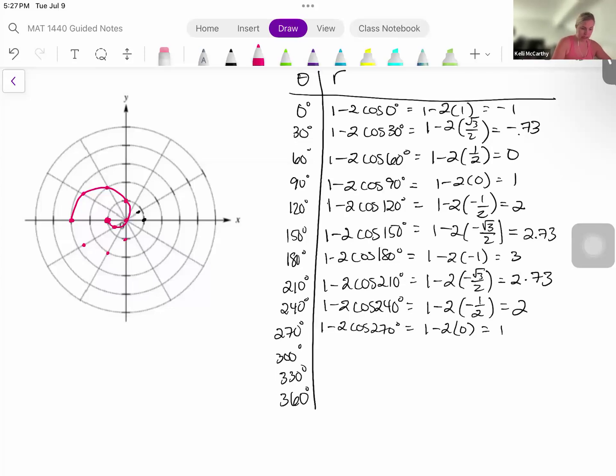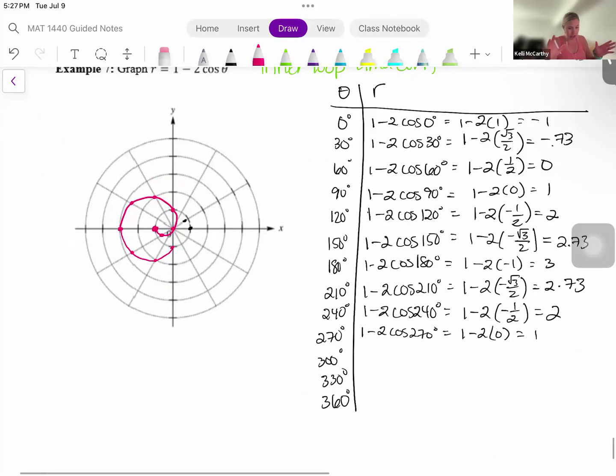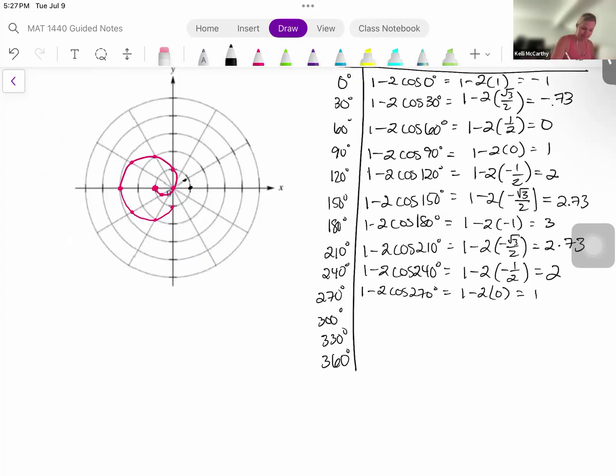Okay, I'm going to connect these points together over here, starting from that last point we connected. Since we still haven't finished, good thing we put all these angles from 0 to 360 on there. Let's keep going. 300 degrees is 1 minus 2 cosine of 300 degrees, which is 1 minus 2 times positive 1/2, or 0. So that takes us to that origin again.